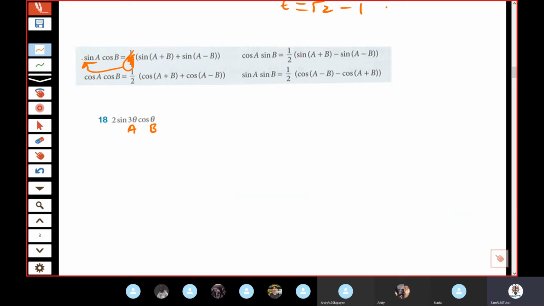I'm going to do that just to make it a bit easier. 2 sine becomes sine A plus B plus sine 3 minus theta. Sine 4 theta plus sine 2 theta. That's a question you'll likely get.